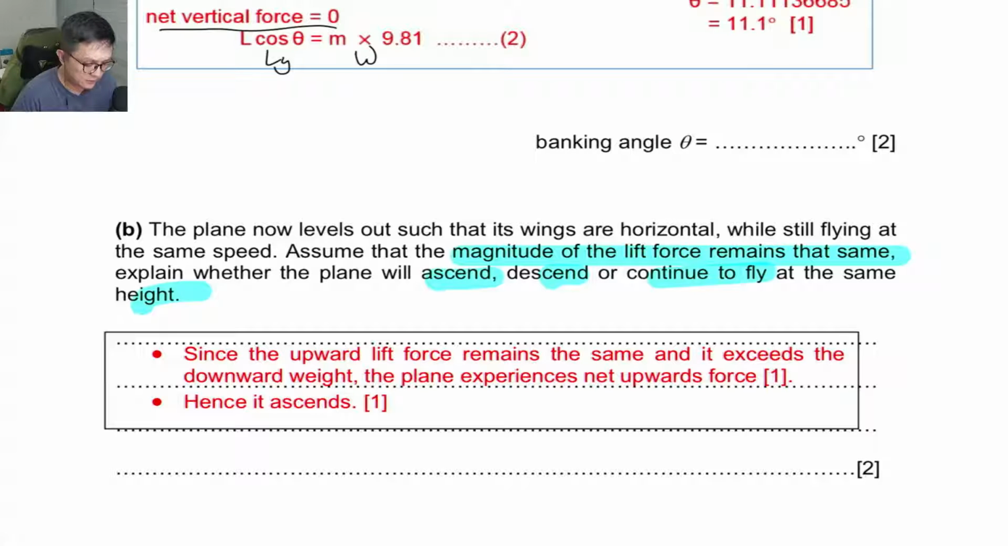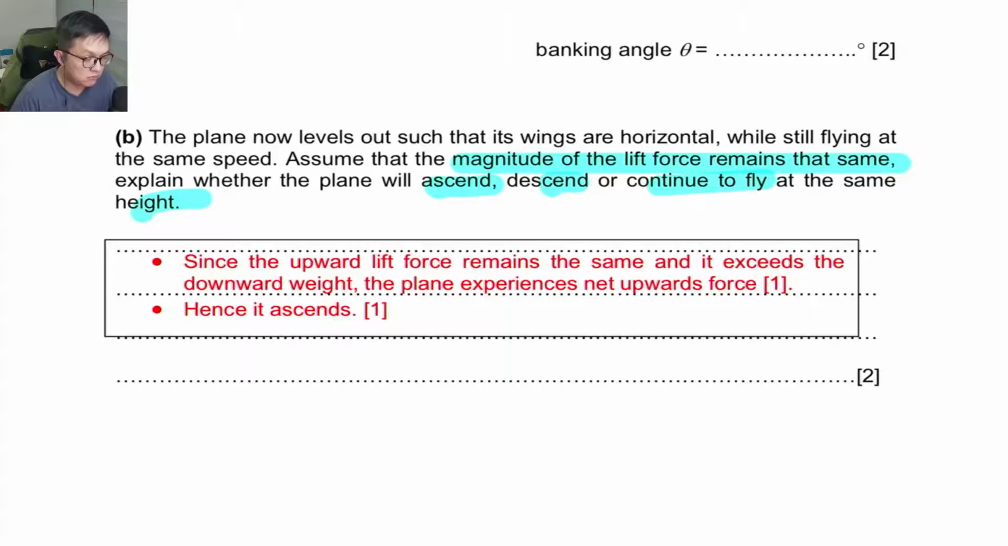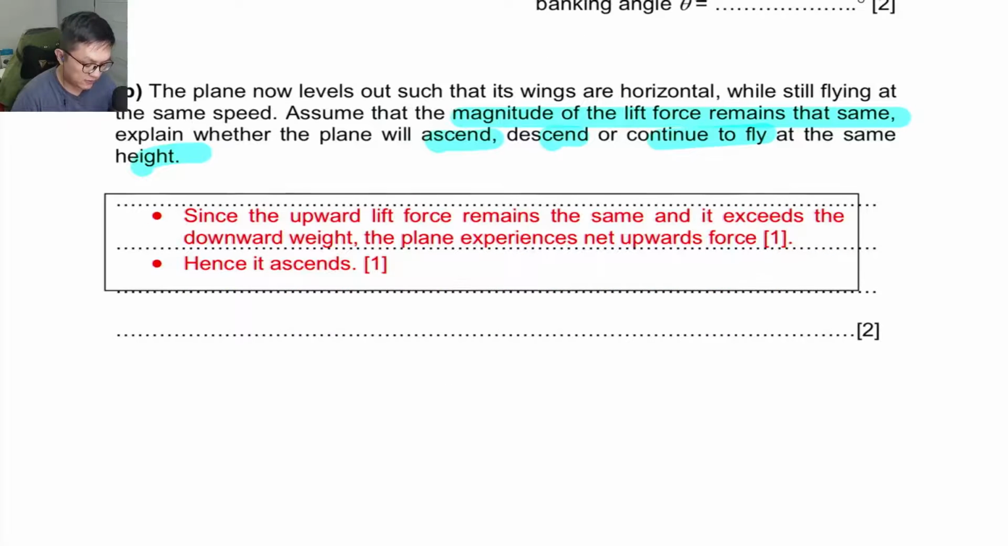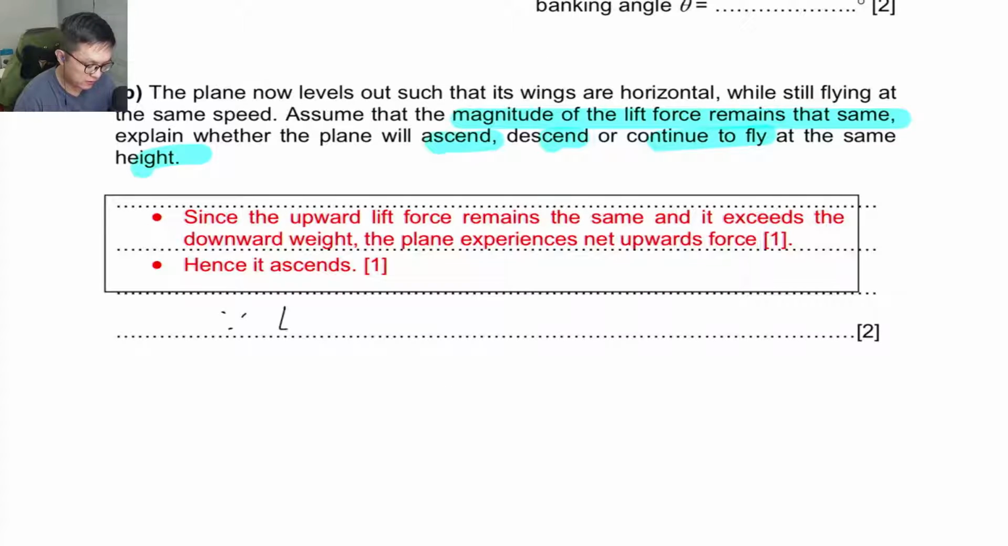I changed the marking scheme a little bit to make you show how your weight is smaller than your lift force. So you can go back to your first equation. You can say because your Ly is equal to W, that means L cosine theta is equal to W. That means your L is equal to W over cosine theta, which is more than your weight. Therefore your plane will ascend.